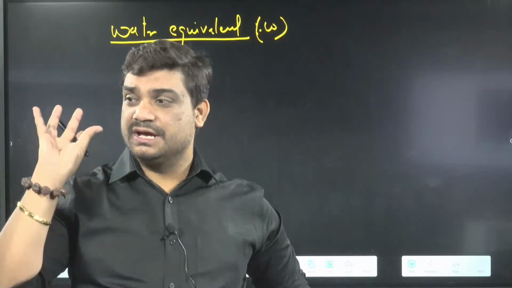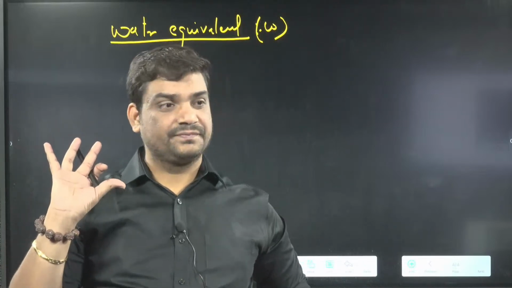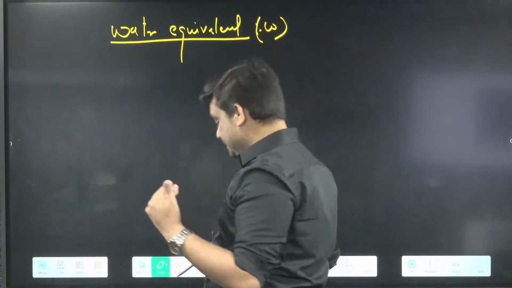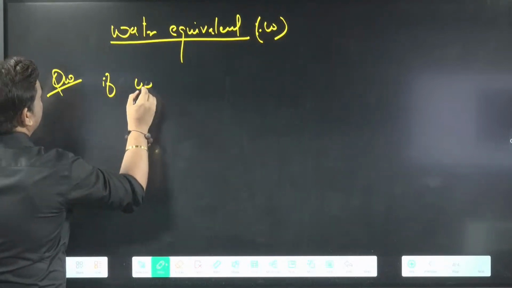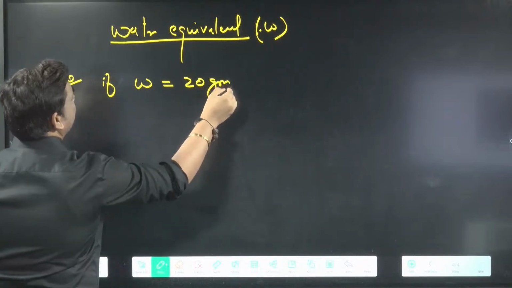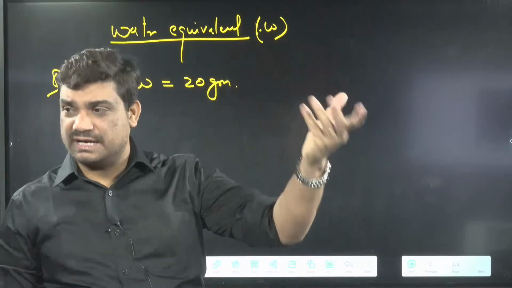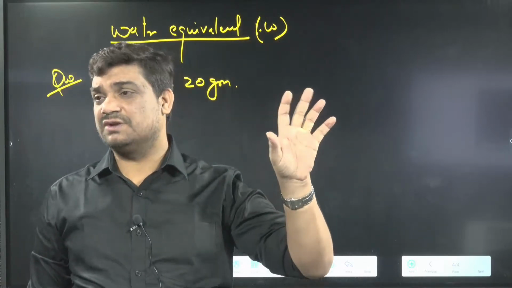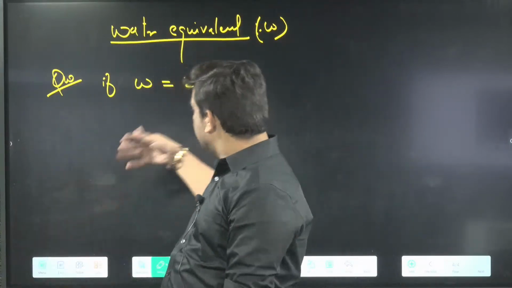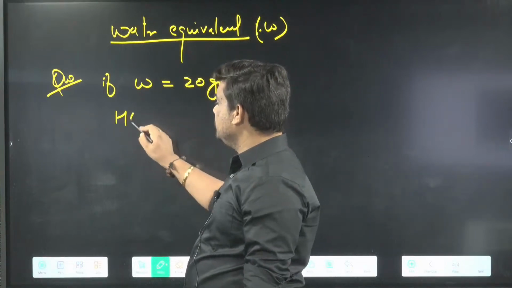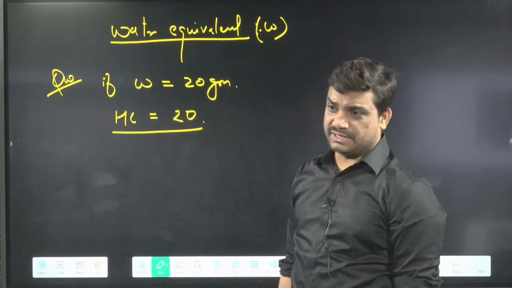So for you, heat capacity and water equivalent are similar, okay? Now, how do we use this? Suppose a question says the water equivalent is equal to 20 gram. Water equivalent is actually the mass of water which is equivalent to that material. I am not giving the exact definition right now. So if the water equivalent is 20 gram, then the heat capacity we can just take as the numeric value, which is 20.